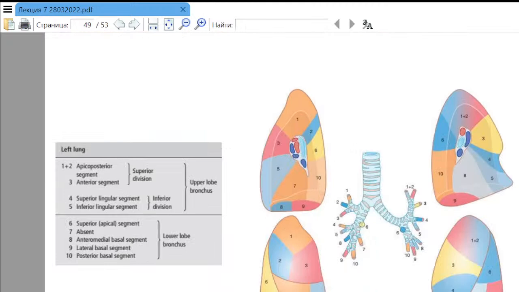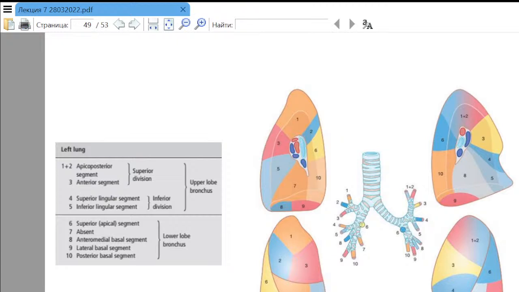This is the left lung. What do you see? The lingula, and the non-lingula part. The left main bronchus divides into two: bronchus lobaris superior and bronchus lobaris inferior. This is the upper lobe bronchus.